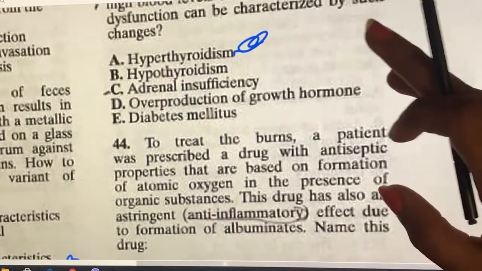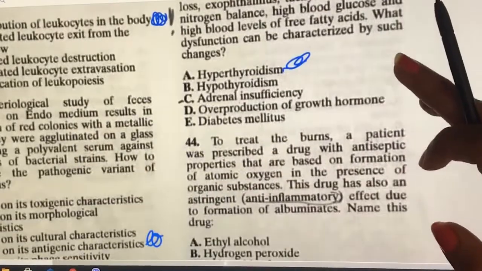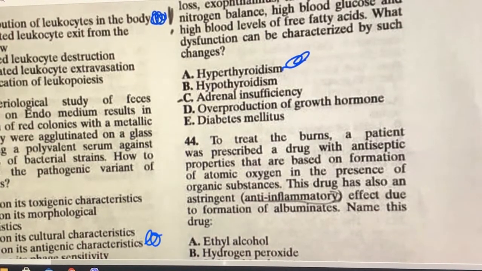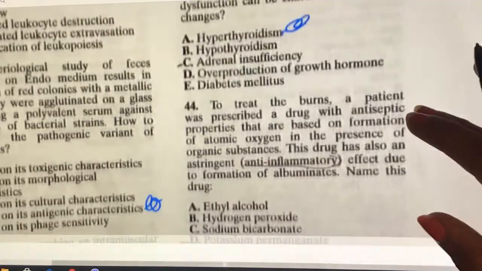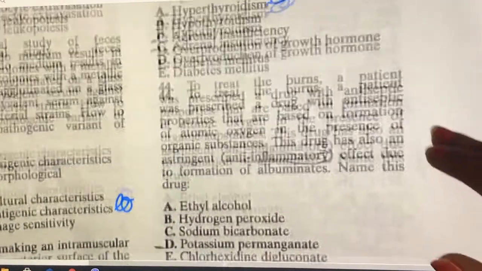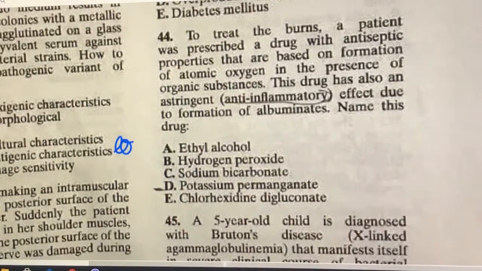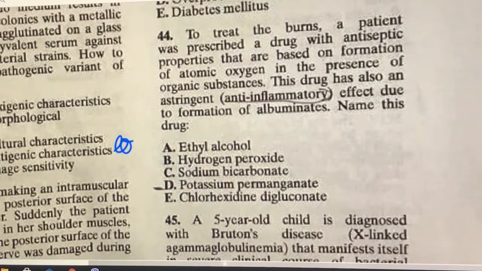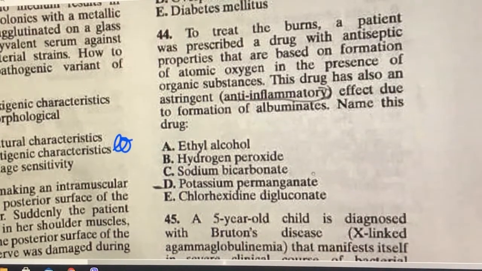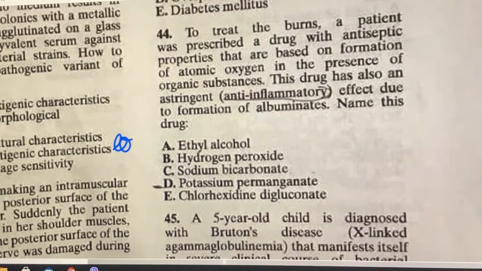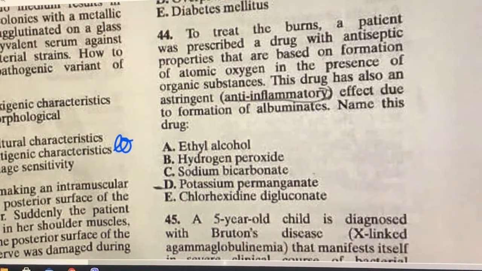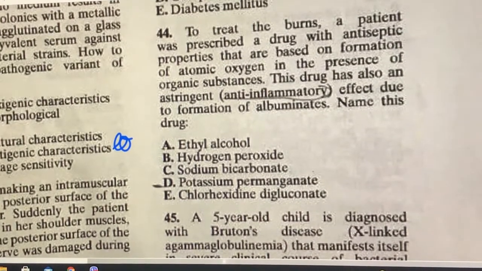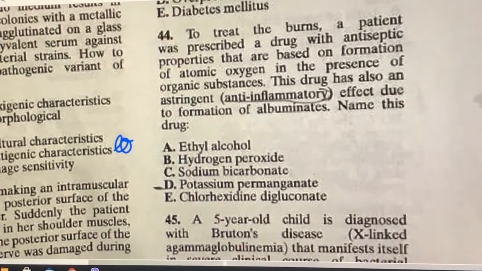To treat burns, a patient was prescribed a drug with antiseptic properties that are based on formation of atomic oxygen in the presence of organic substances. This drug also has an astringent anti-inflammatory effect due to formation of albuminates. Name this drug. It's an easy question, they have mentioned the formation of atomic oxygen. So atomic oxygen formation is by potassium permanganate.